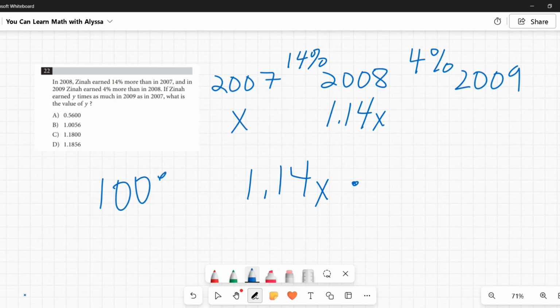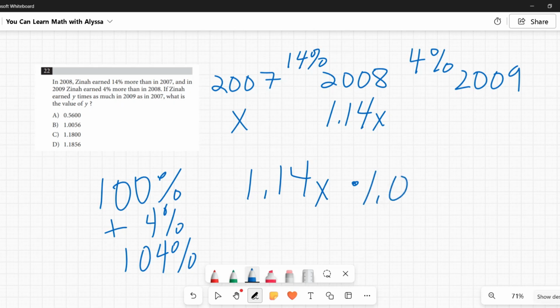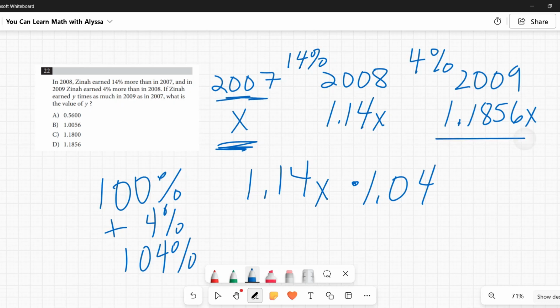And my cat got on my lap, so that percent looked really wonky. There we go, 100% of the original plus an additional 4%. So we need to multiply it by 104%, or 1.04. And when I multiply those together, I'm going to look at my notes because I can't multiply that in my head, I'm going to get 1.1856x. Now, to get from 2007 to 2009, if I multiplied the 2007 amount by 1.1856, I would find out how much money Zina made in 2009.